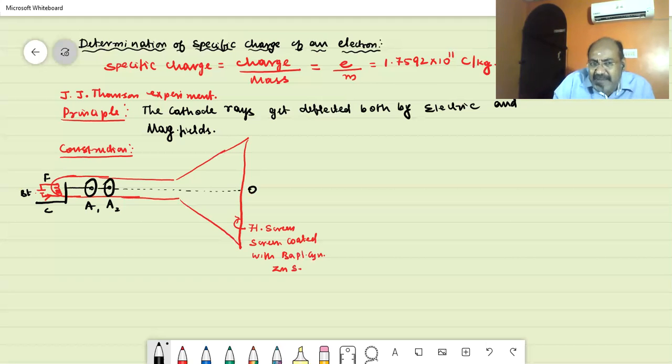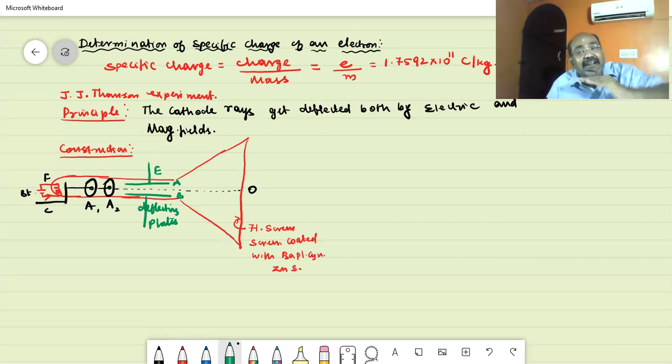When the electron beam is passing through this discharge tube, there are two plates kept parallel to each other, represented as A and B. These two plates are generally called deflecting plates, because a large potential is developed between them so that an electrical field is produced, which can deflect the beam of electrons or the cathode rays passing in between.